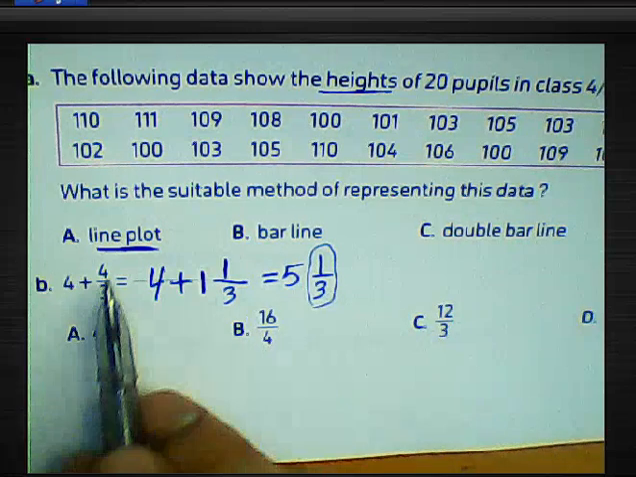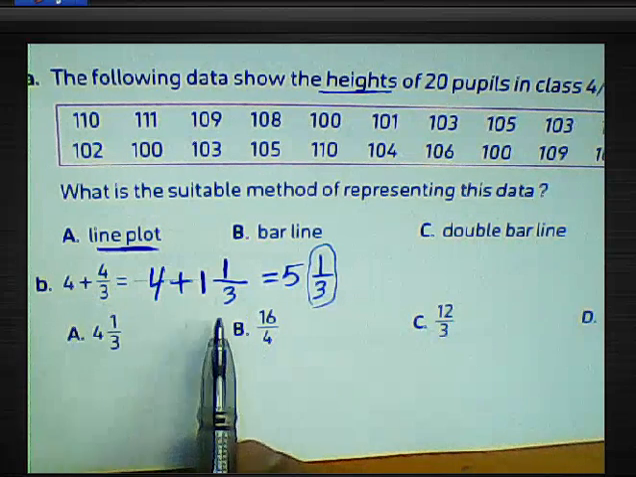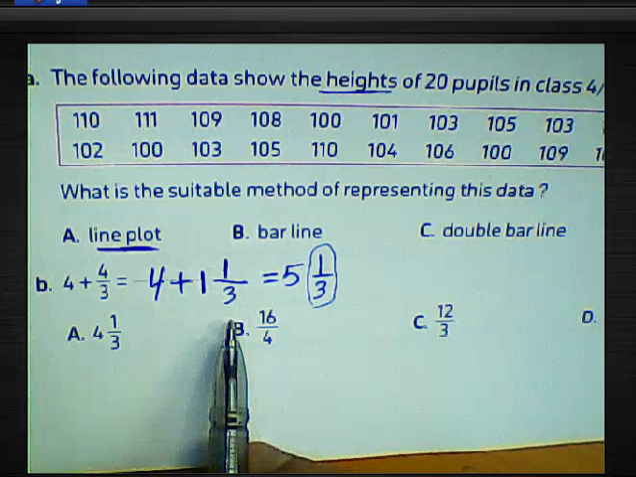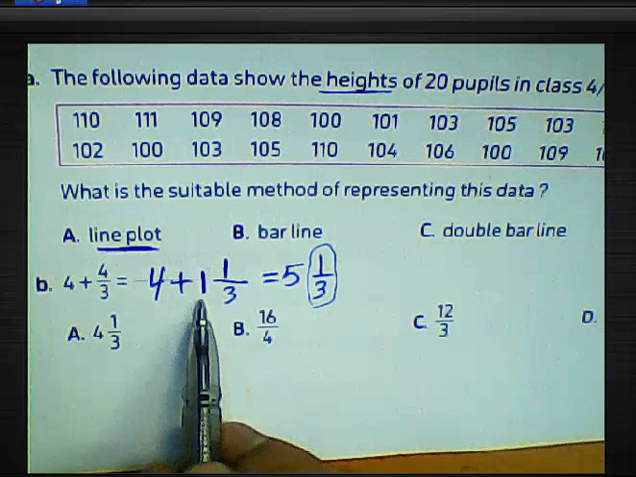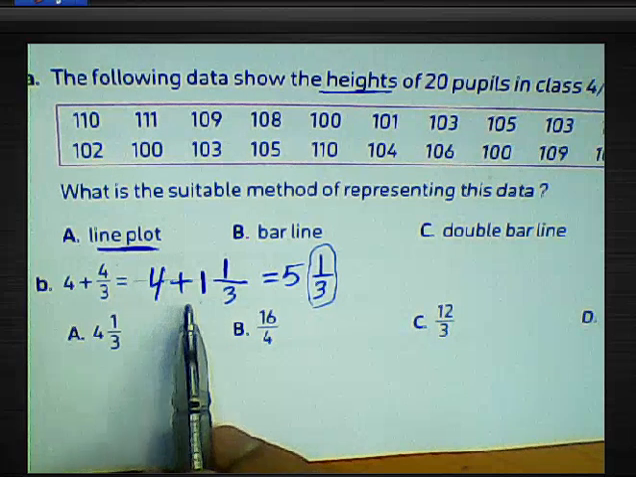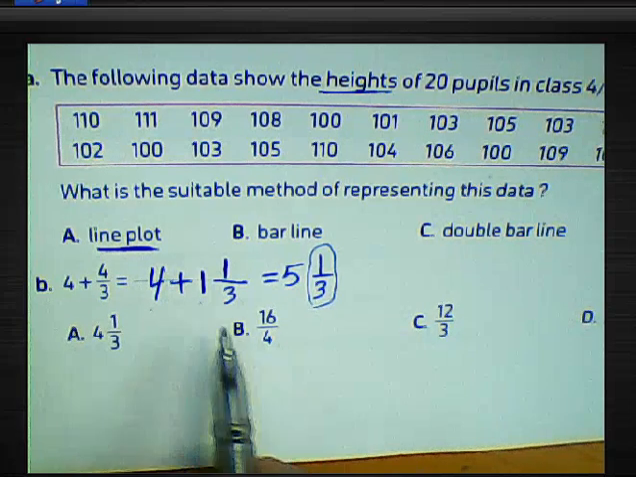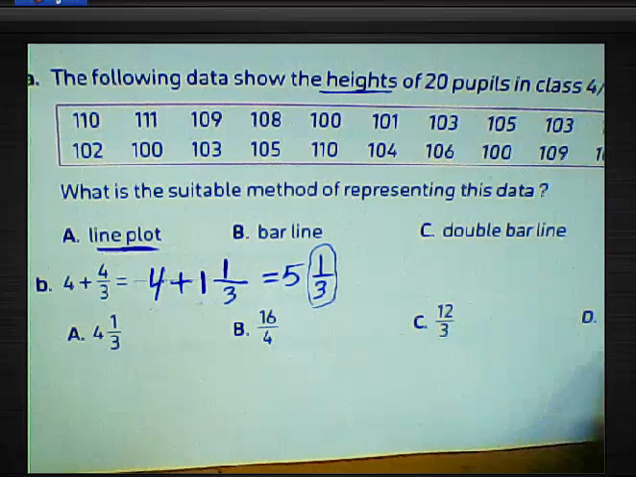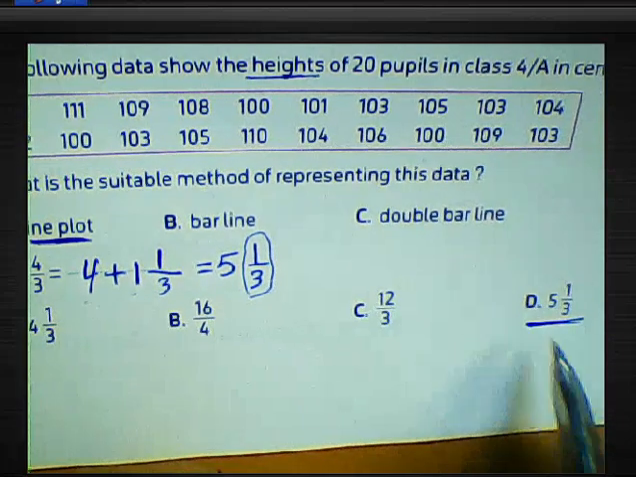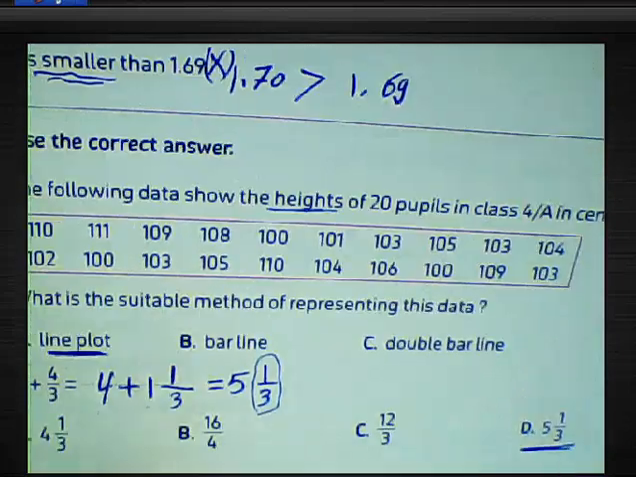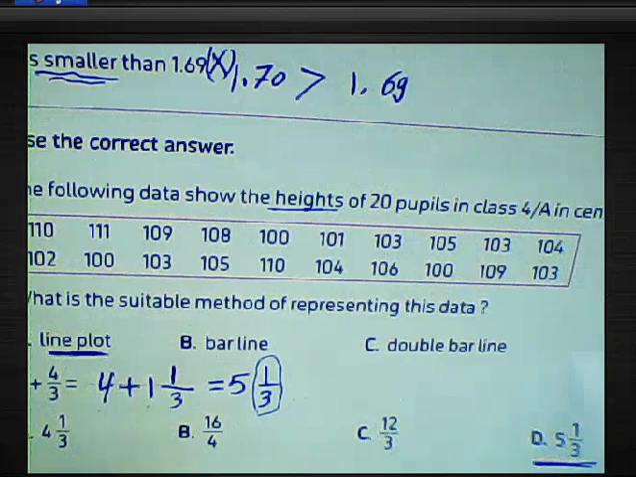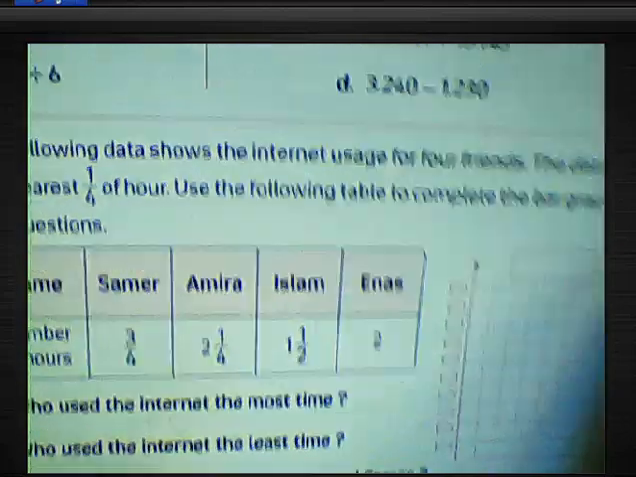Again, 4/3 is 1 and 1/3. We can add the whole numbers: 4 plus 1 equals 5, and we have the fraction third right behind it. So we can write 5 and 1/3. That was question 3.